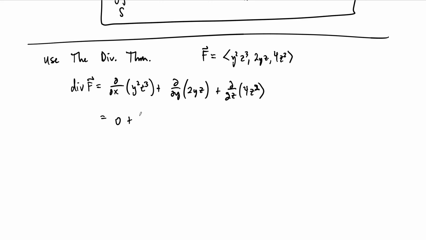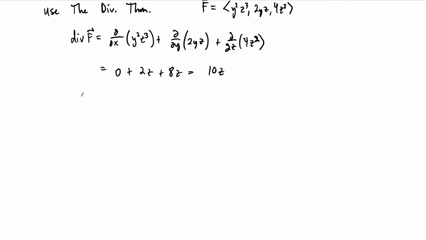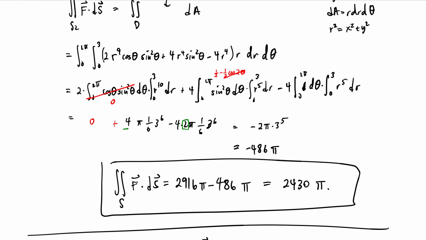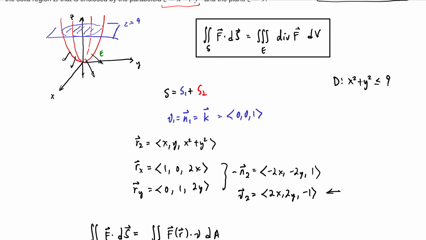So this is going to be 0 plus, this is just 2z, plus this one's going to be 8z, and we end up with just 10z. And so this needs to be integrated over the region E. We've already thought about this region quite a bit, so this is going to be best treated in cylindrical coordinates, right? So in cylindrical coordinates, this region E is bounded in the z direction from the paraboloid, r squared, up to 9, right? And then it's just going to go around the region D that we've already studied.